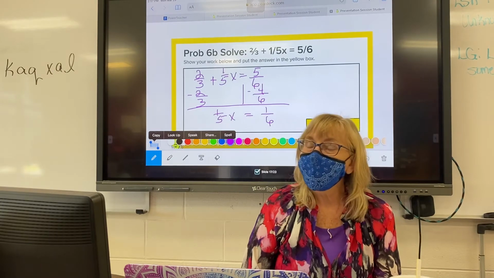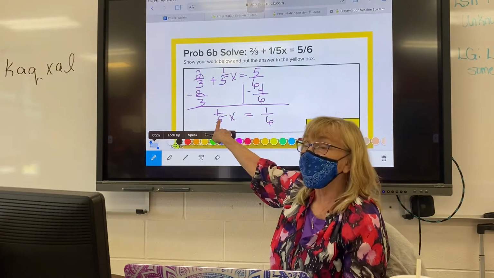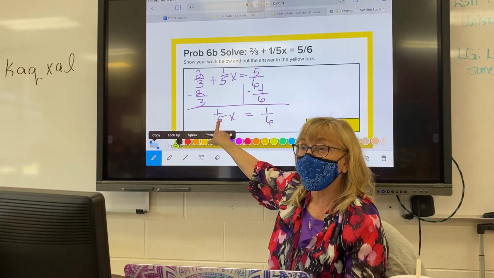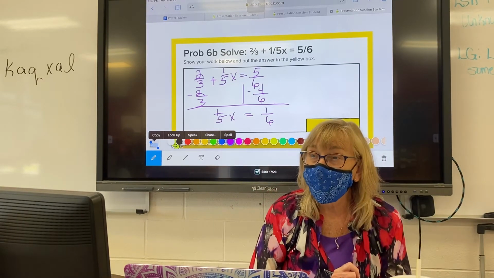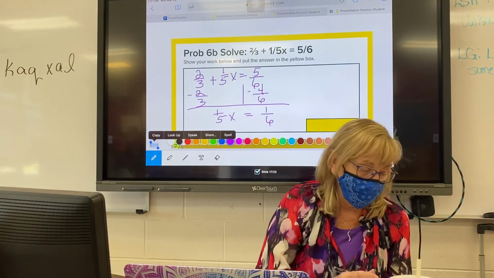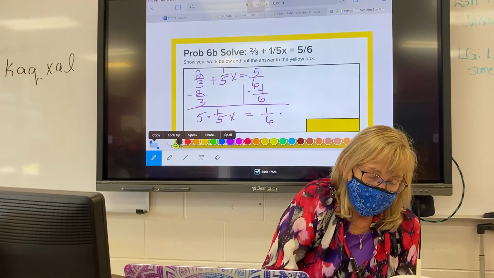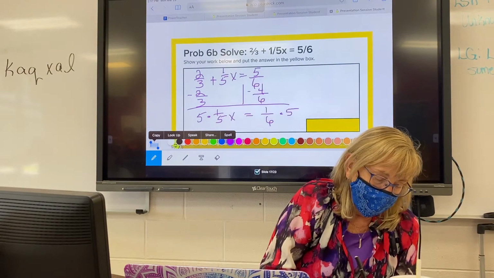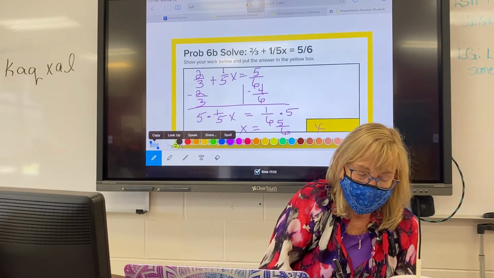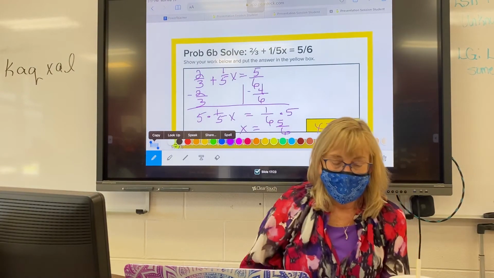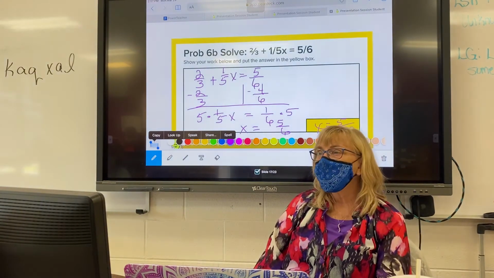All right, so now what's attached to the x? 1/5, how is it attached? So how do we undo it? Dividing by 1/5, but dividing is the same thing as multiplying by the reciprocal. So if I multiply this side by 5, and I multiply this side by 5, I get x equals 5/6. Questions?